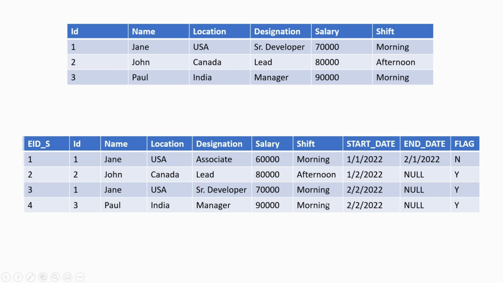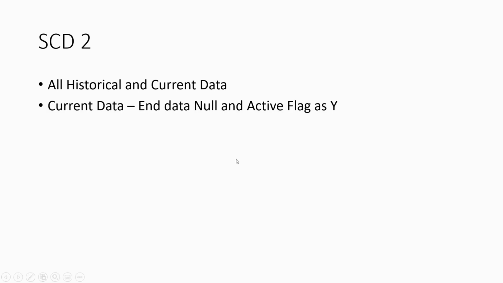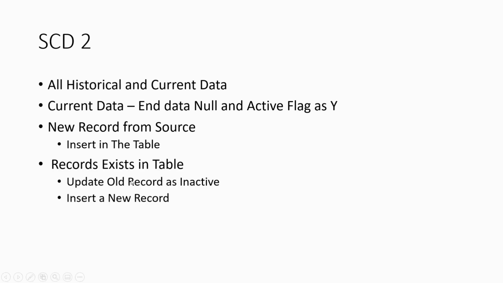So the idea of SCD2 is very simple. Maintain all history and current snapshot. You can identify current records with end date as null or active flag as Y. If it does not exist in target, then insert, and if it exists, then inactivate the old record and insert a new record. So an average QA person would test these three scenarios.